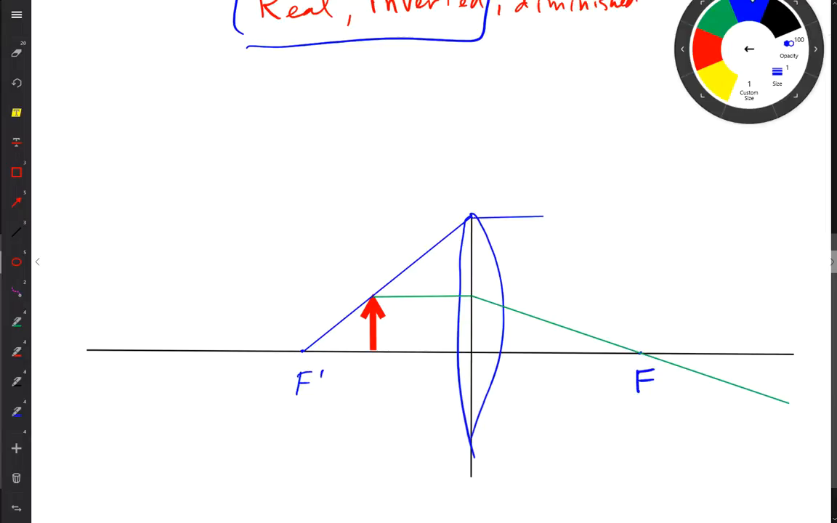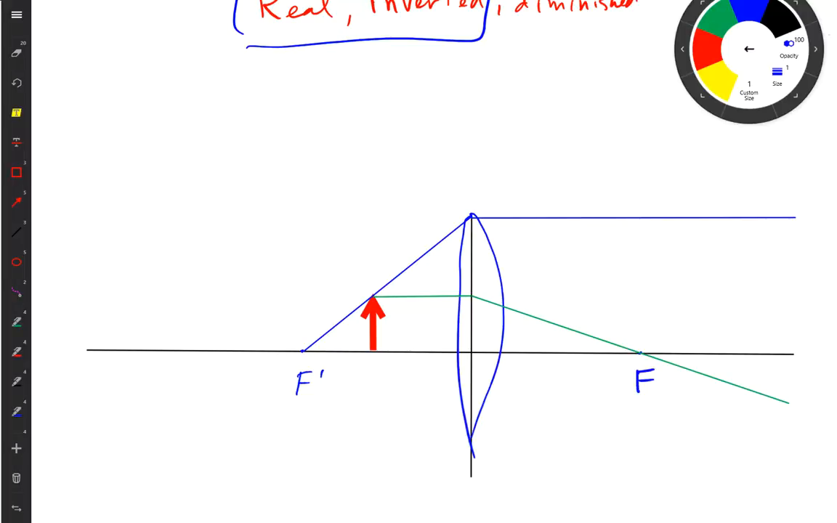Parallel. Why do you have your F prime on the left side? Hopefully I did that right, because the focal point associated with the incident light is on the far side. The focal point associated with the exit light is on the near side. Right, parallel rays on the incident side go through F. Parallel rays on the exit side came from F prime. Hopefully I was consistent in that.